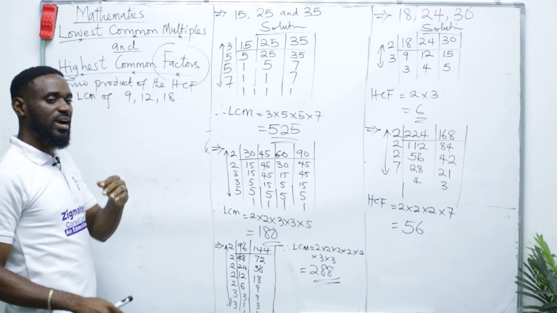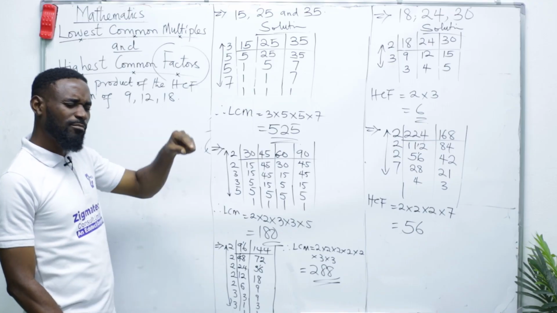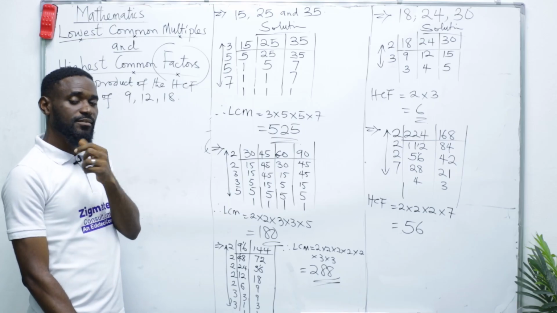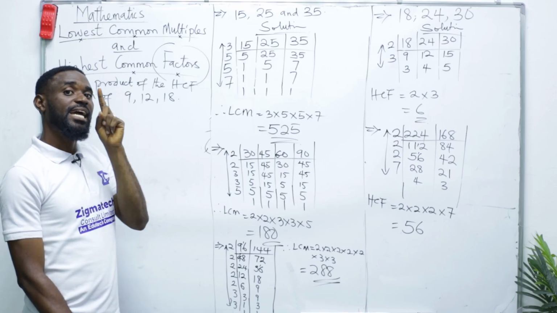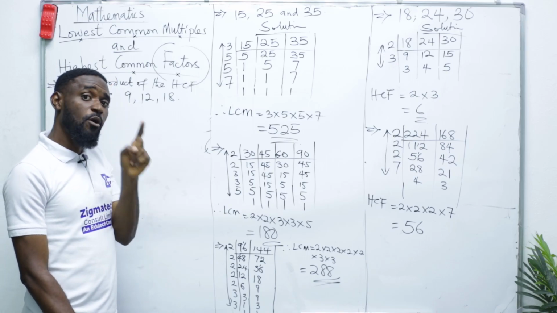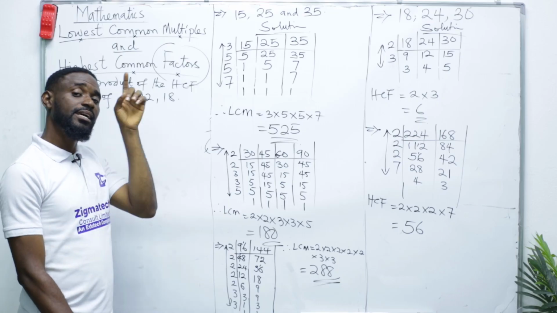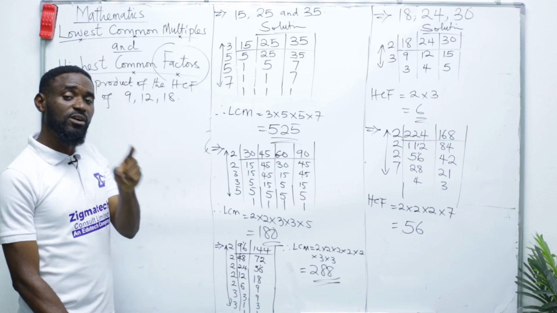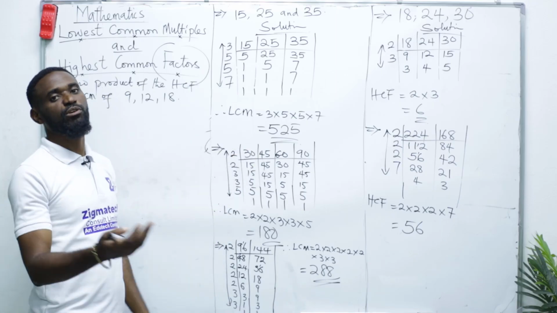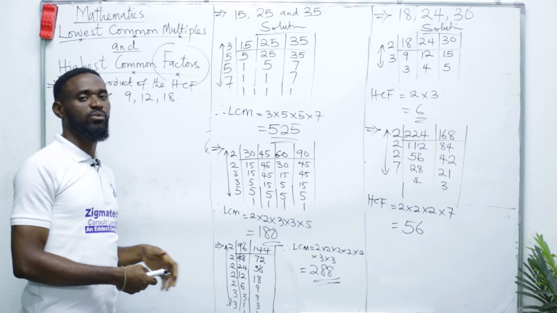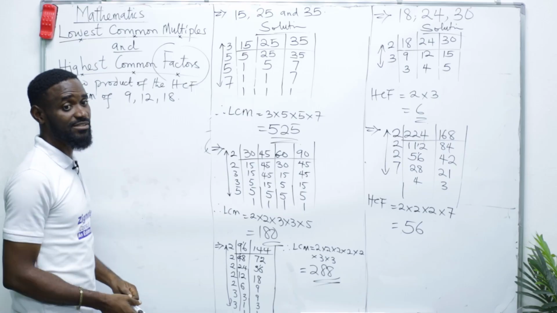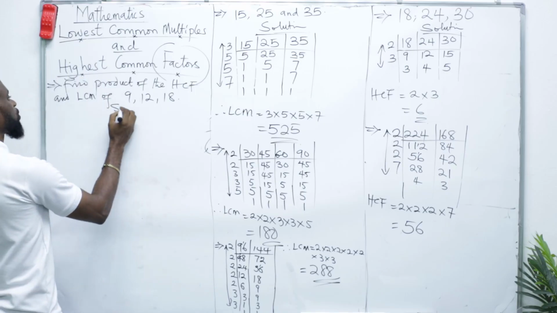So they said we should find the product of the LCM. So they want us to find the LCM of 9, 12, 18 and the HCF of 9, 12, 18. When we get the LCM and the HCF, we find their product. Product is just multiply the LCM that we have gotten by the HCF that we have gotten. So let's do the LCM first.